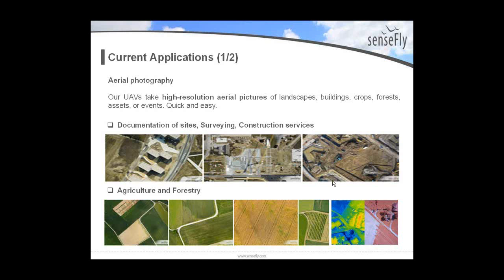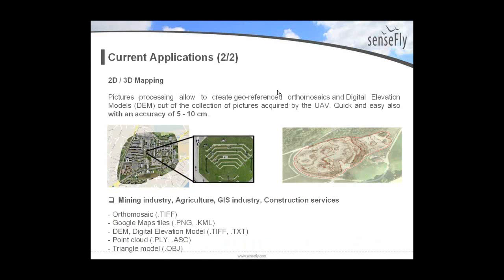With 2D and 3D mapping, the picture processing allows you to create a geo-referenced orthomosaic. So it'll take all those pictures that it took and sew them together and give you an orthomosaic. It'll give you a digital elevation model, and it'll also do it with an accuracy of about 5 to 10 centimeters. Applications are mining industry, agriculture, GIS industry, construction services.